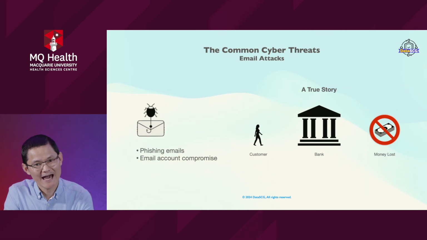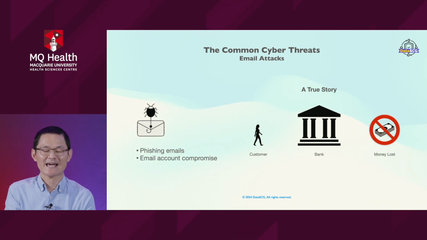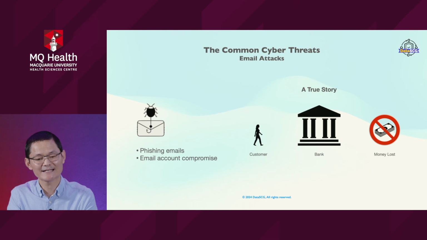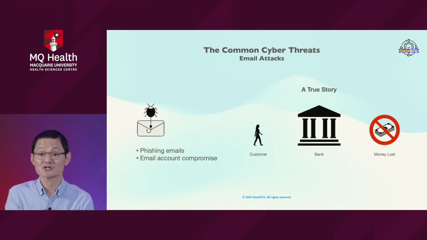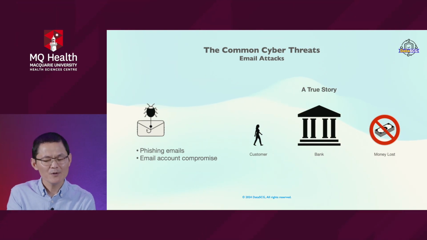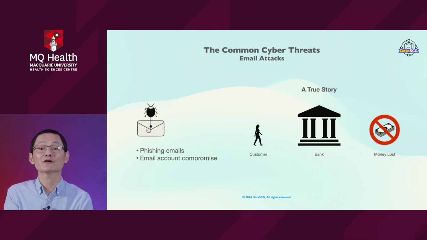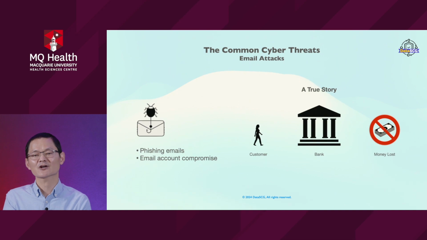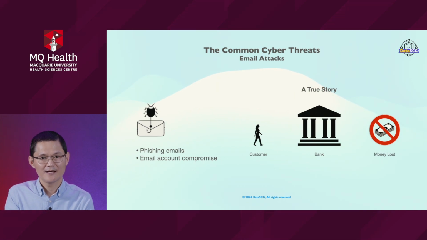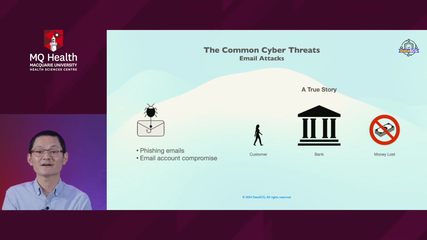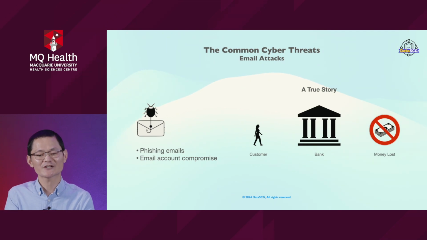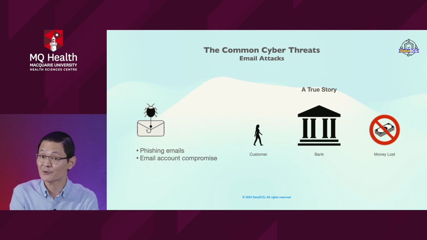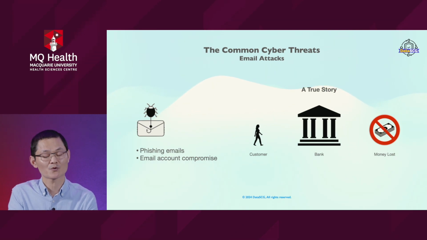We have just unpacked 4 common types of scams. Now let's look at email attacks, which are prevalent at the moment. Email attacks normally are carried out in 2 key forms: phishing and email account compromise. A lot of you would actually know what a phishing email is. Now let's look closer at email account compromise by sharing a true story that was reported.